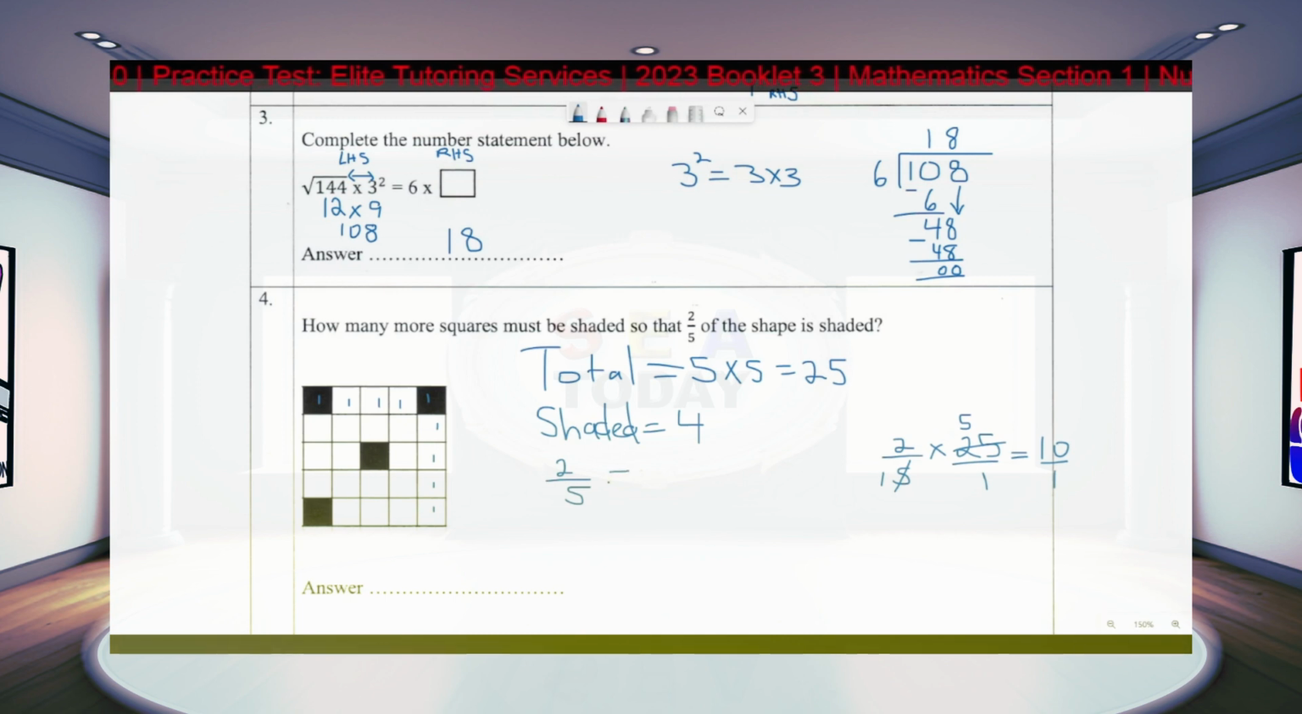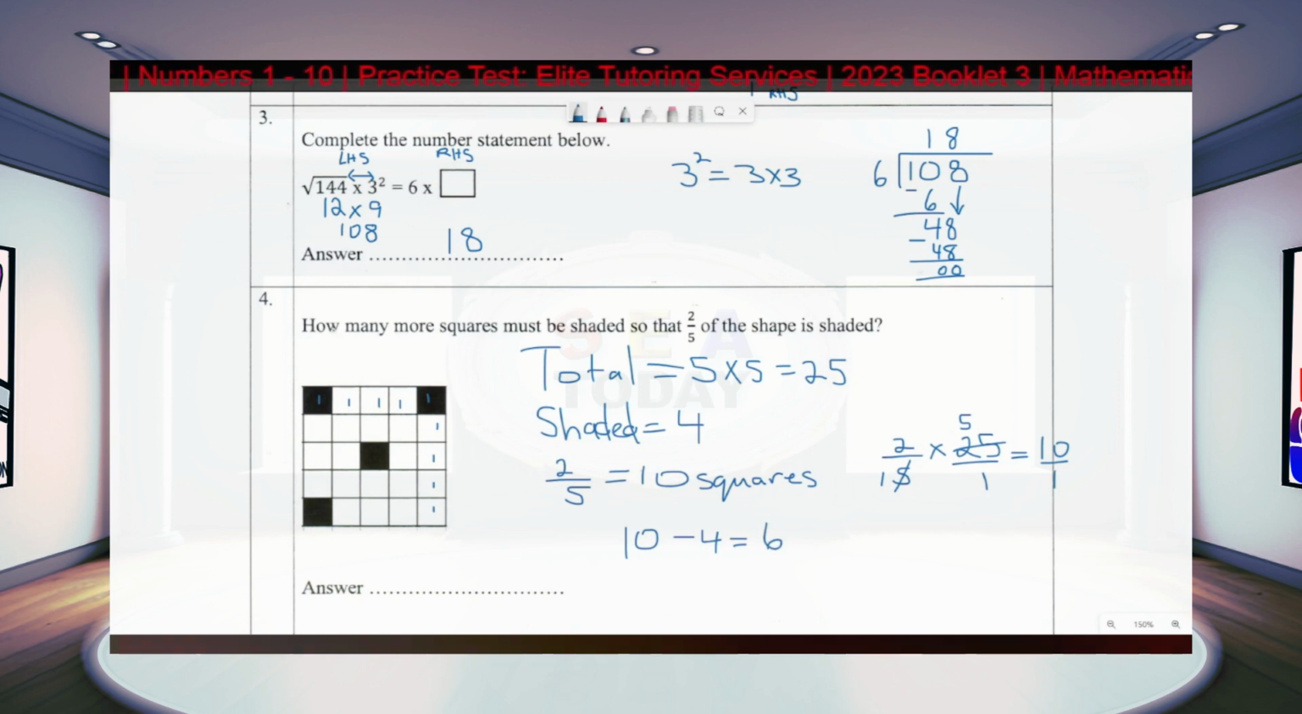So 2/5 of the shape shaded should be 10 squares shaded. In total, we only have 4, so we're going to take away to see how many more need to be shaded. How many more is a key phrase for subtraction. So we're going to take away and we get 6 squares. And that's going to be our final answer.